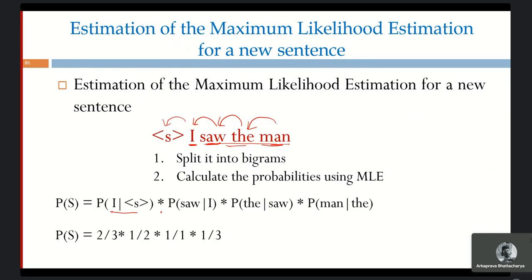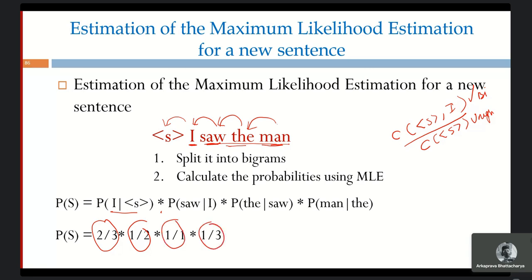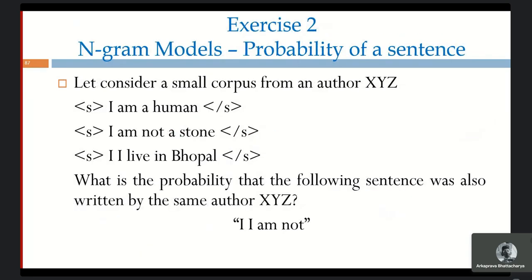Next is the probability of saw given I. This is the count of I followed by saw divided by the count of I. You get the numerator from your bigram table, and the denominator from your unigram table. So this is 2 by 3, this is 1 by 2, 1 by 1, 1 by 3. We didn't have any zero here, so we get some probability value for this sentence. If, let's suppose, one of these pairs had not been seen, then the probability of the whole sentence would become 0.